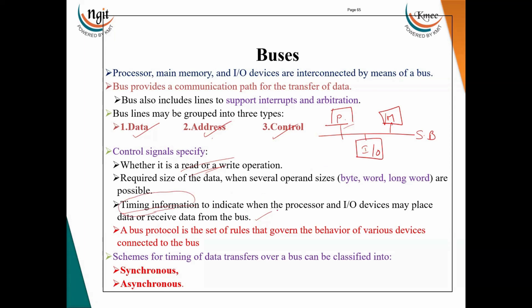Now, to transfer the data, there is a bus protocol, which is a set of rules that govern the behavior of various devices connected to the bus. So to transfer the data, this bus has some protocols. Two types of schemes are there: one is synchronous and another one is asynchronous. We will see the synchronous and asynchronous data transfer in this lecture.